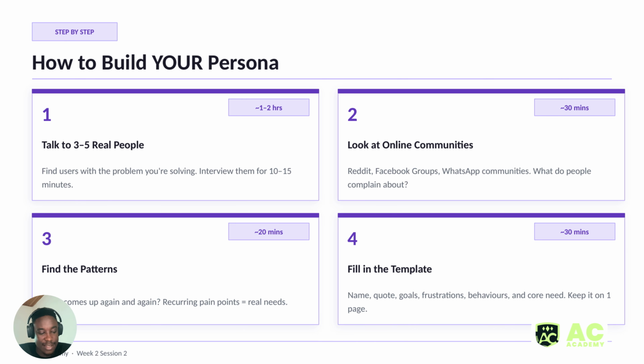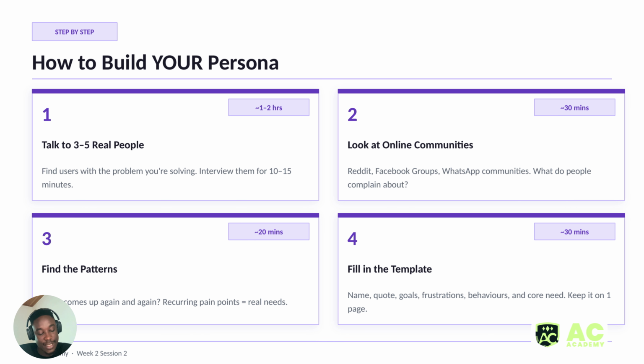Here is the process. First, talk to 3 to 5 people, real people. Also, don't talk to just your relatives. Talk to anonymous people. Find people who actually have the problem you are solving and have a 10 to 15 minutes conversation with them. Set aside about 1 to 2 hours for this.